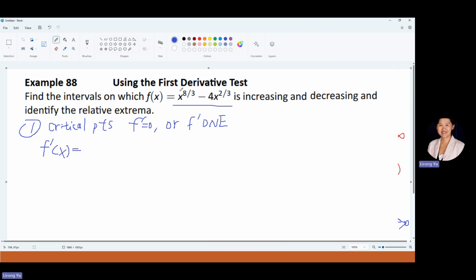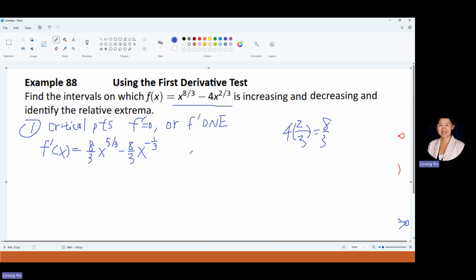And we apply the power rule. You move the power to the front and then subtract 1 from the power. 8 over 3 minus 1 is 5 over 3. And 4 times 2/3 is 8/3, because if you multiply 4 with 2 over 3, the multiplication happens to the numerator, so 4 times 2 is 8, so 8 over 3. Then the power 2/3 has minus 1, so 2/3 minus 1 is negative 1/3.